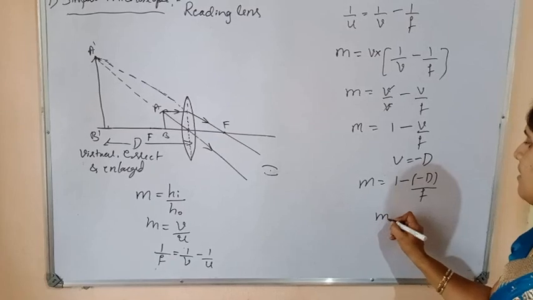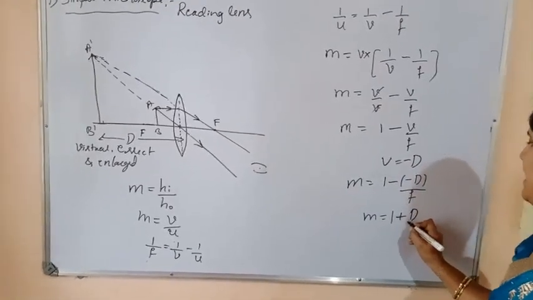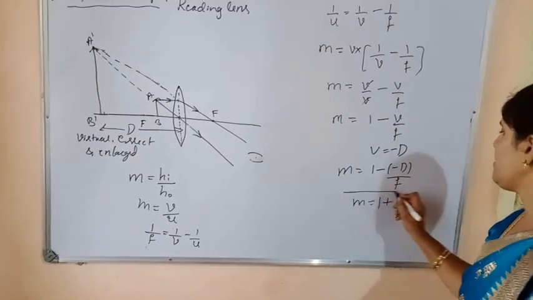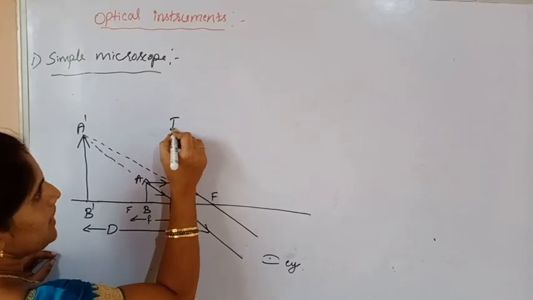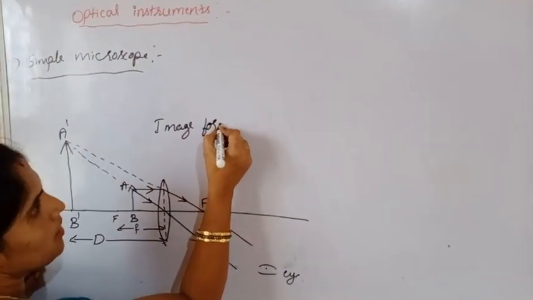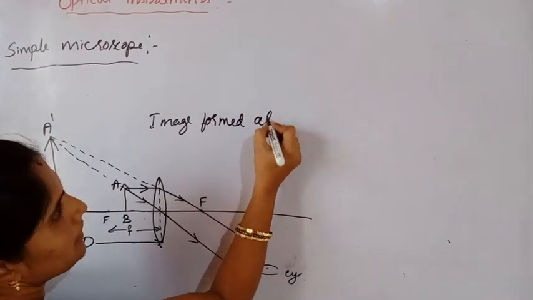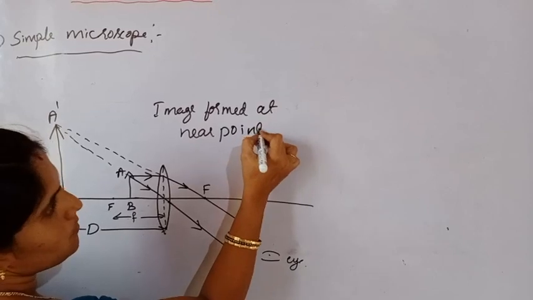So m is equal to 1 plus d by f. So this is the image formed at near point in the microscope.